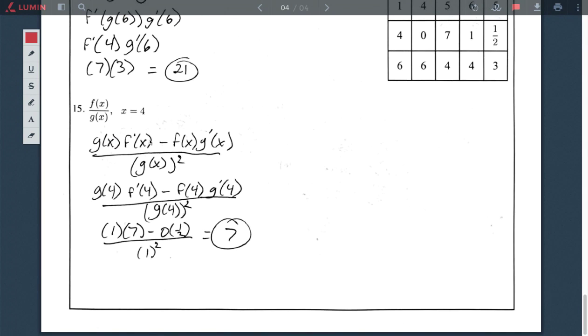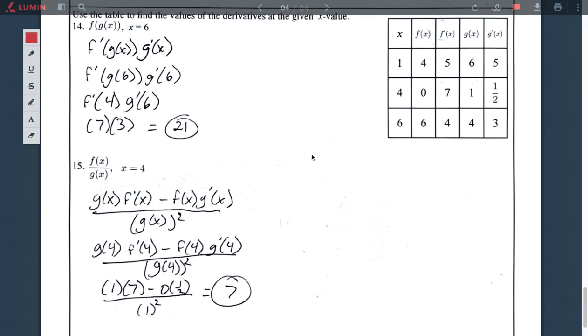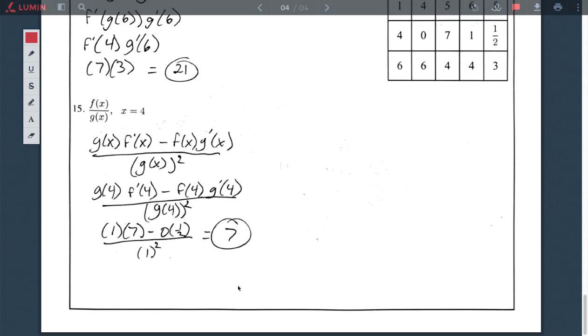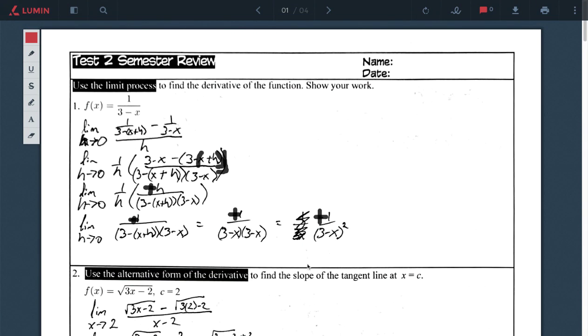Quotient rule: bottom, derivative of the top, minus the top, derivative of the bottom, over the bottom squared. Plug in your 4. So g of 4, here's 4, there's g, so that's 1. F prime of 4, here's 4, there's f prime, so that's 7. Minus f of 4, here's 4, there's f, so that's 0. I really don't need to even plug in g prime of 4 because that's going to be 0 anyways. I did. It gives me 1/2. g of 4, there's g, so that's 1. So the bottom's going to be 1, the top's going to be 7. 7 over 1 gives me 7. So there are your answers to Test 2 semester review.